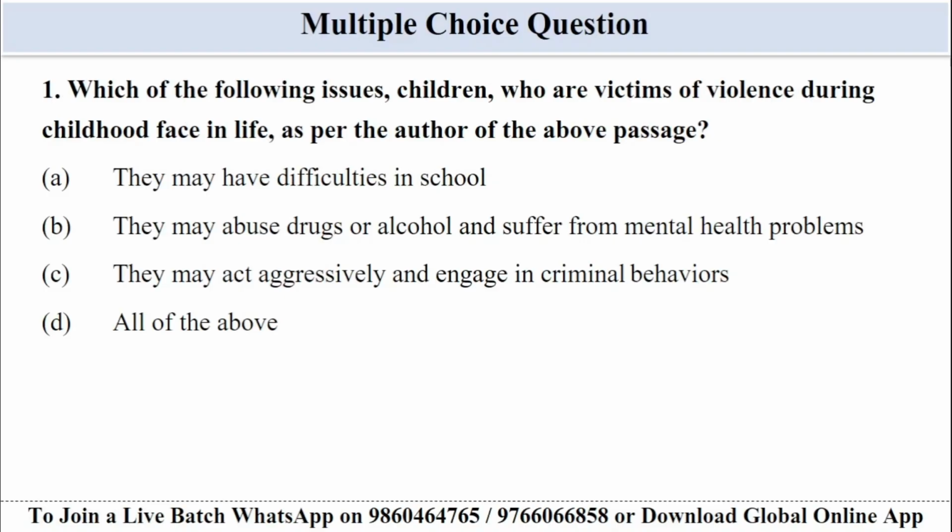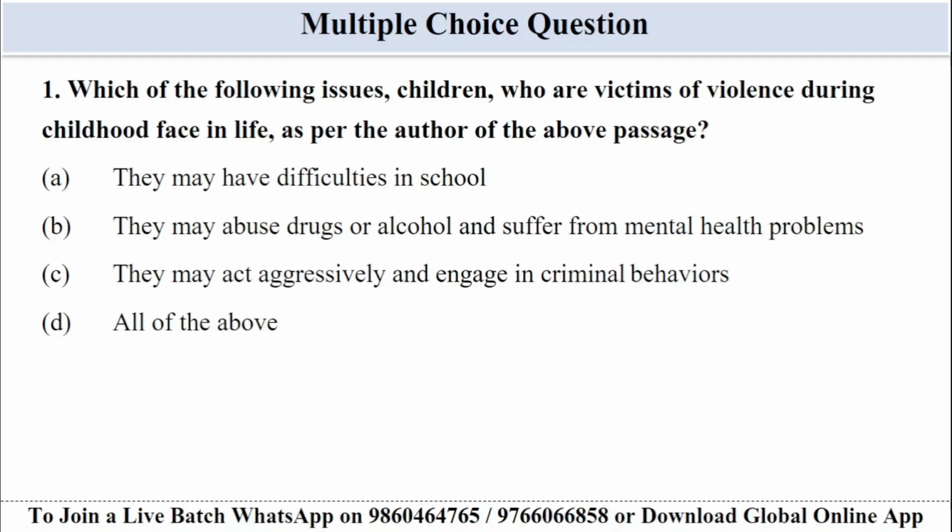Which of the following issues do children who are victims of violence during childhood face in life as per the author of the above passage? The options are: they may have difficulties in school, they may abuse drugs or alcohol and suffer from mental health problems, they may act aggressively and engage in criminal behavior. And option D is all of the above.